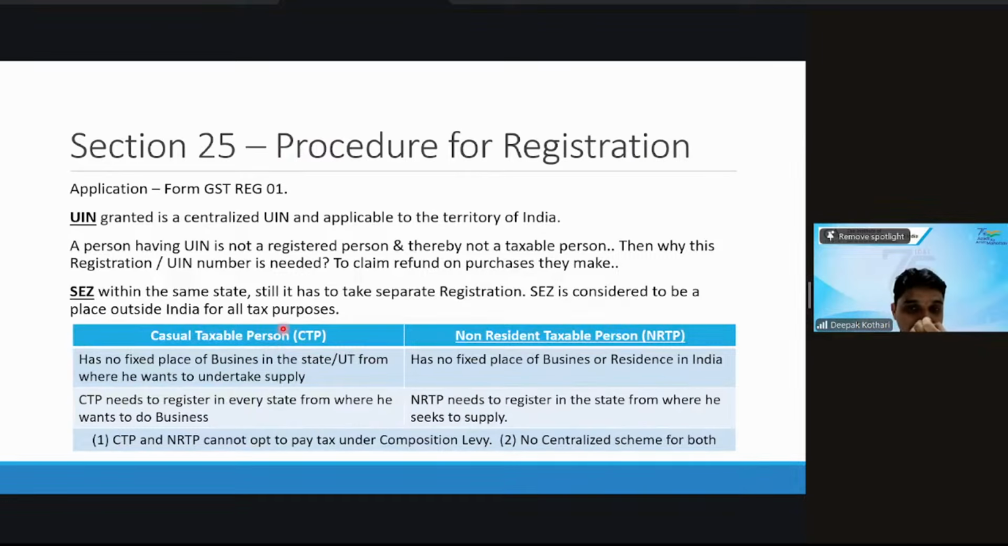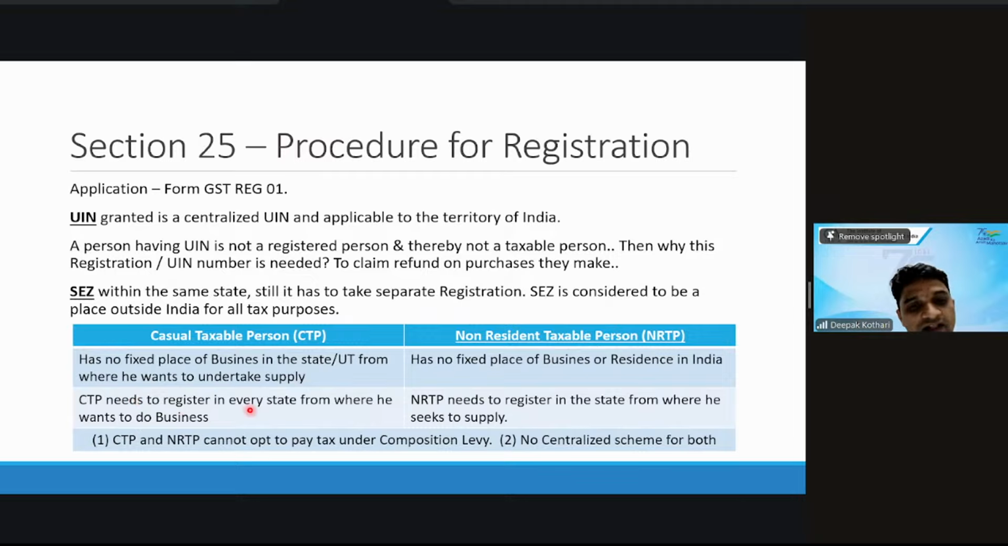Next is casual taxable person and a non-resident taxable person. Who is a casual taxable person? A person who is not having a fixed place of business in a state, like we have given the example of an exhibition holder. He's not having a fixed establishment in another state from where he wants to make a supply, he is a casual taxable person. But a non-resident taxable person does not have a fixed establishment in India at all. He does not have a fixed place of business or residence in India. He is treated as a non-resident taxable person.